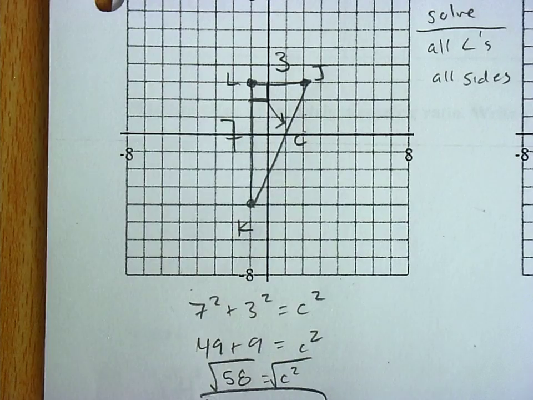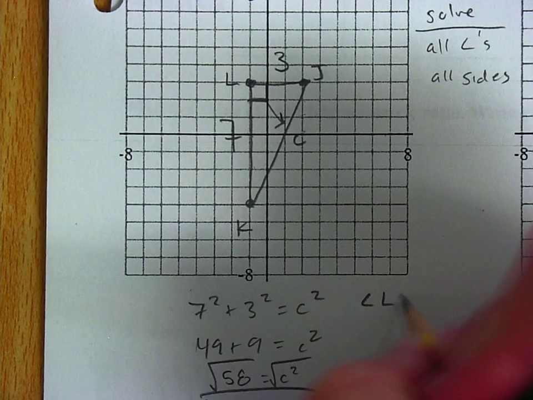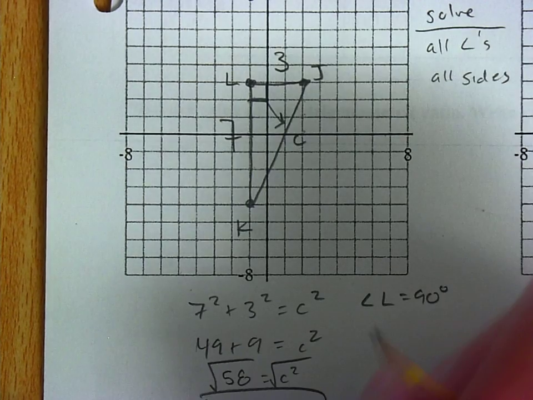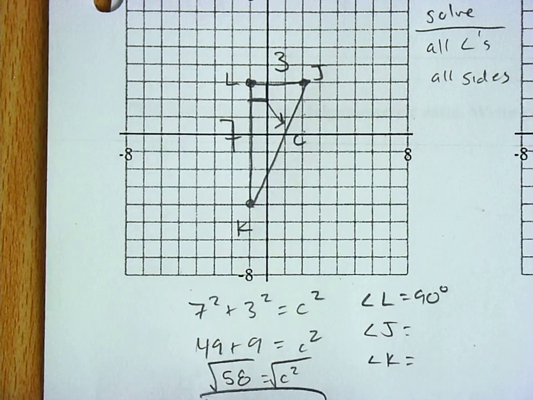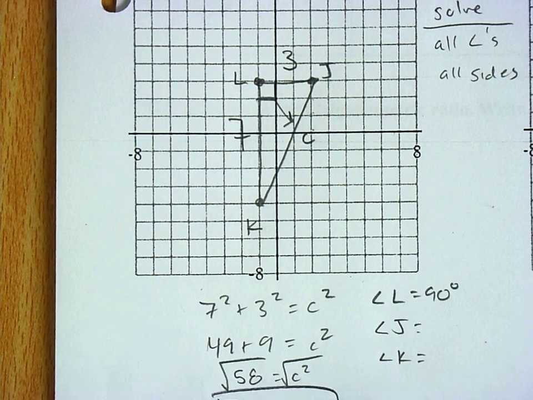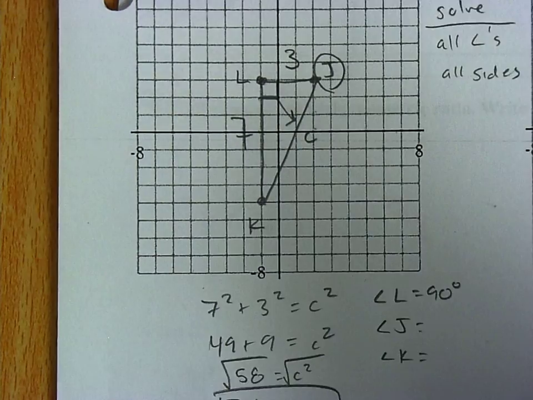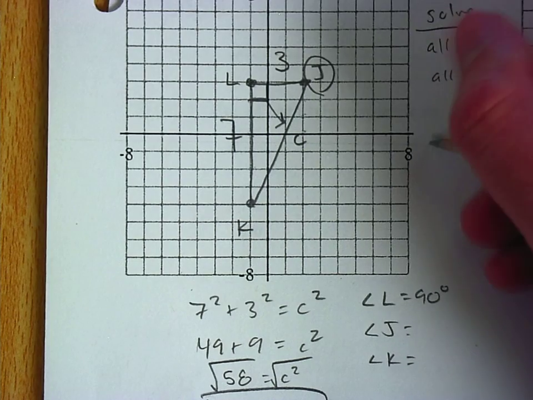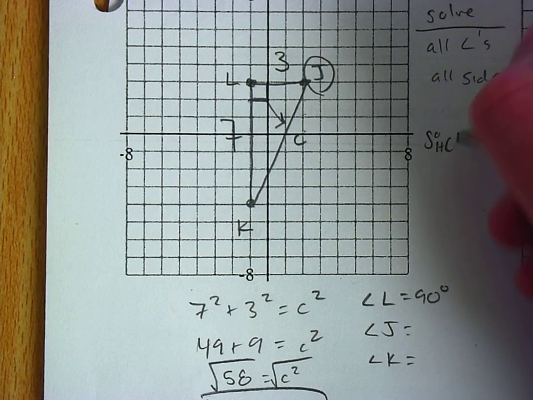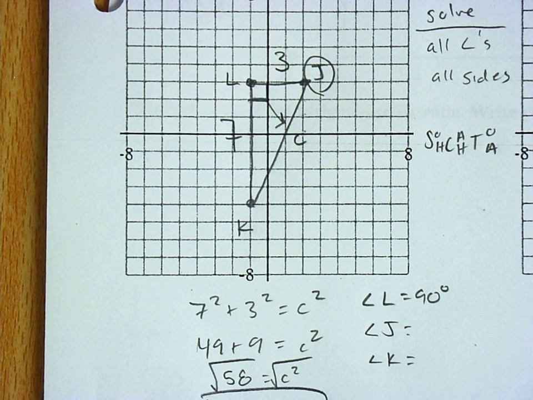Now what about if we wanted to find the angles? Well, we already have angle L. Angle L is 90 degrees, right? But what about angle J or angle K? Well, we have the side lengths, so we can use those to our advantage. We can use those when combined with SOHCAHTOA to find the angle measurements.